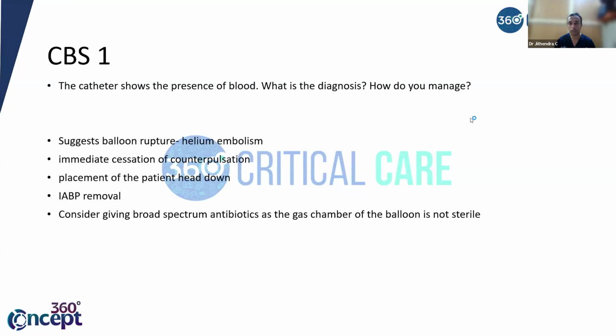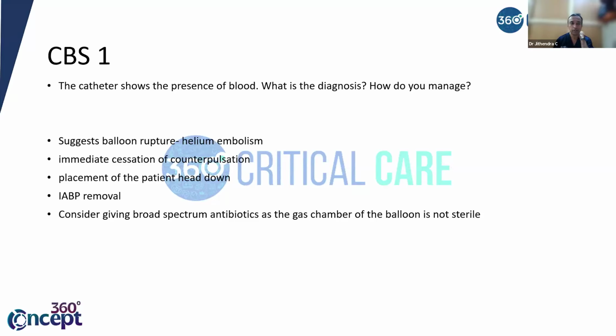First, you stop the console. You should not push further helium into it. So suspect balloon rupture or helium embolism, one of them. So immediate cessation of counterpulsation. That's what I told you. The first thing you do is stop the IABP machine, so it should not push further helium inside. Then placement of the patient head down. Why head down? We all know air embolism. That is the common thing we do.